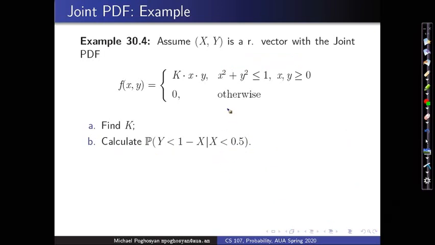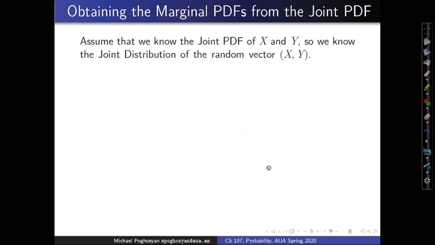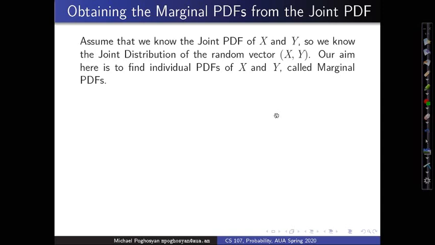Okay, so let's move forward. Now about marginal PDFs. Assume we know the joint PDF of x and y, so we know the joint distribution of the random vector (x, y). Here our aim is to find the individual PDFs of x and y, called marginal PDFs. I know the distribution of this point, this vector. I want to find separately how x is distributed and how y is distributed.